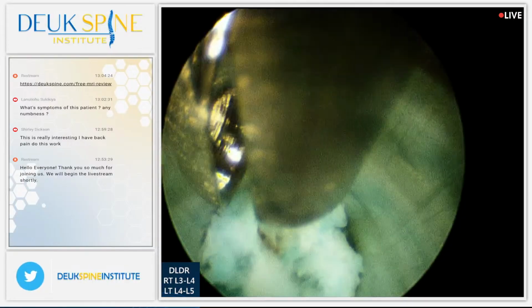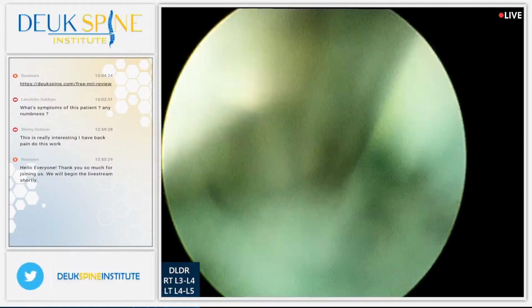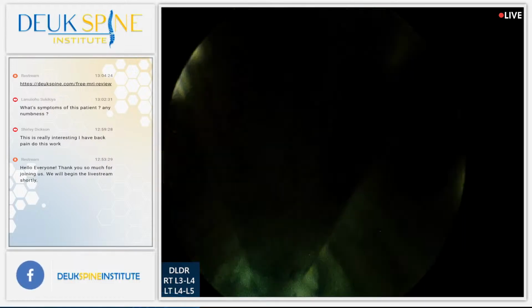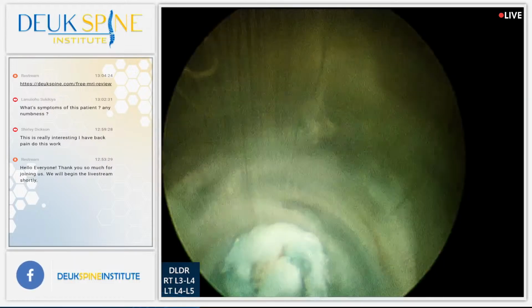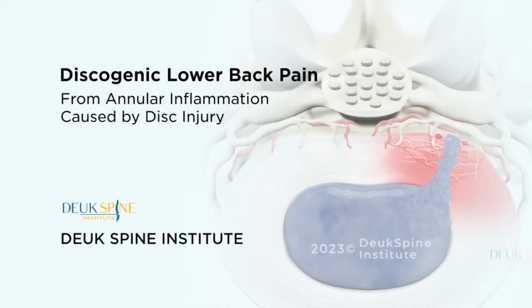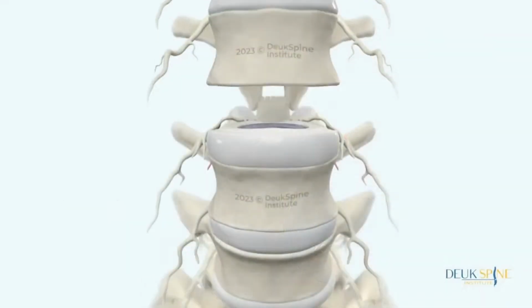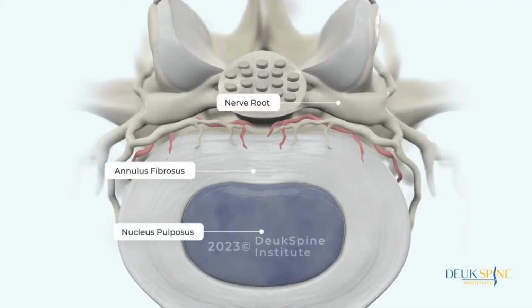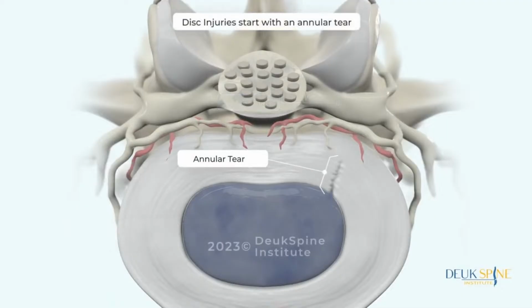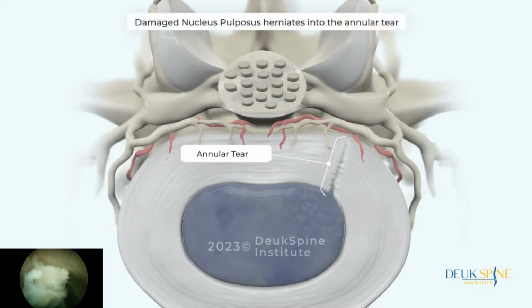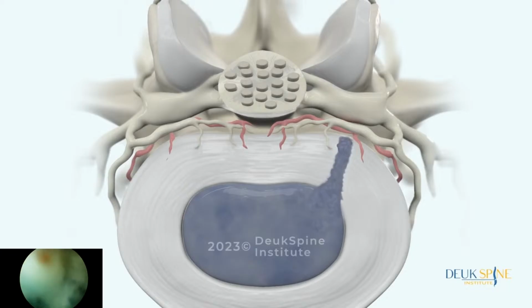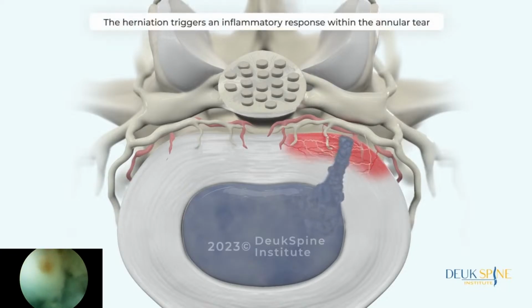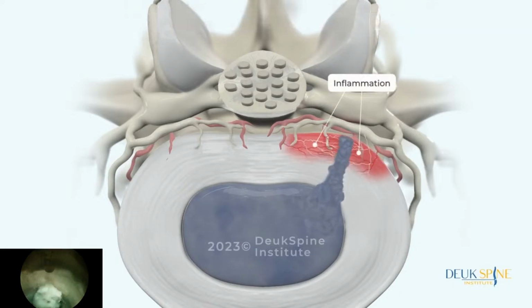Let's show people how a disc herniation, annular tear, causes back pain through inflammation. Disc injuries start with an annular tear, damaged nucleus pulposus herniates into the annular tear. The herniation triggers an inflammatory response within the annular tear.